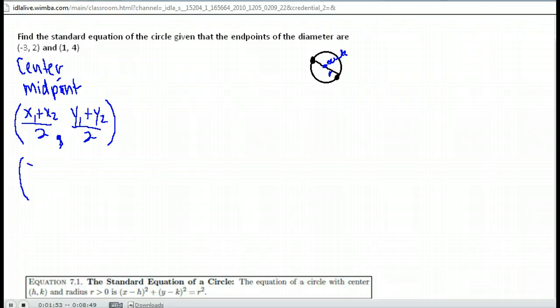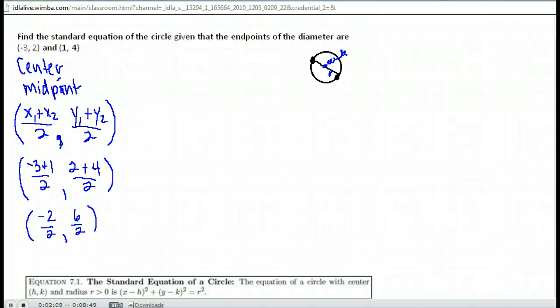So we just go ahead and add -3 plus 1, the x value from each point, divided by 2. Our y values were 2 and 4, divided by 2. So our center, we clean it up here. Our center is going to be at -1, 3.